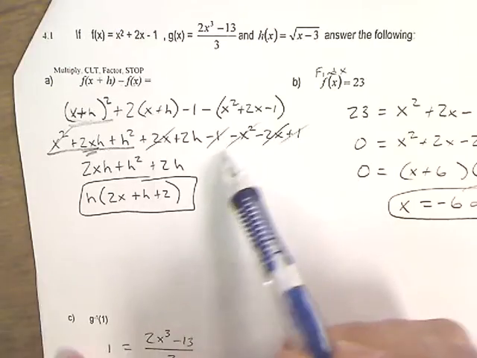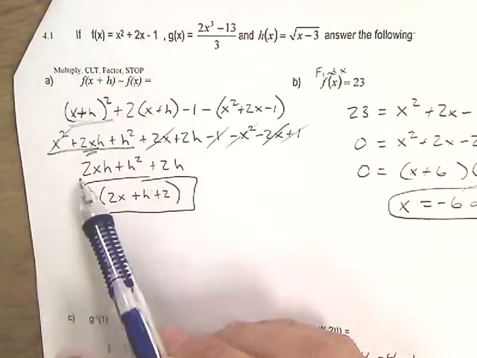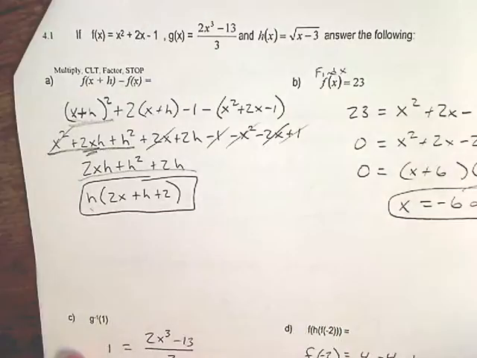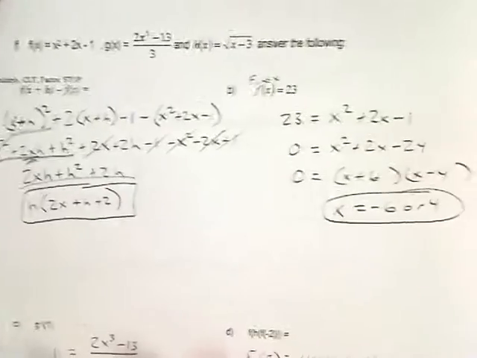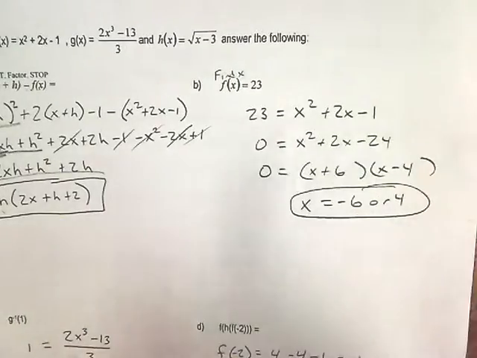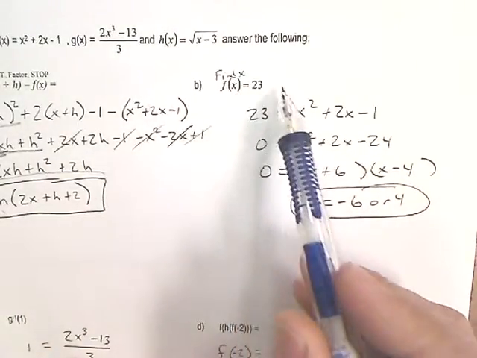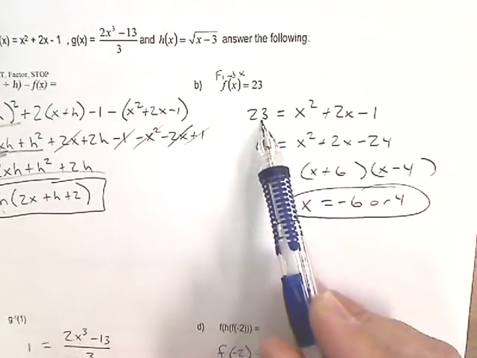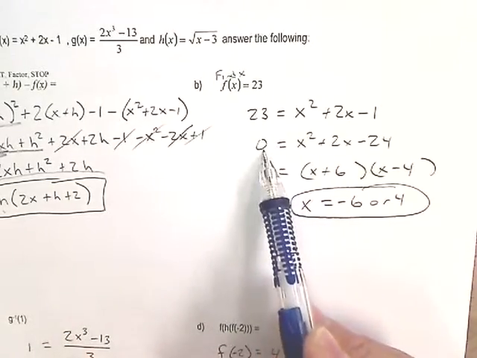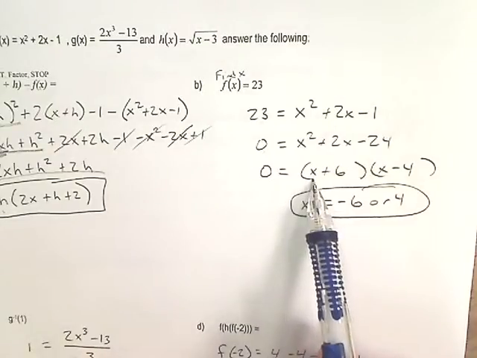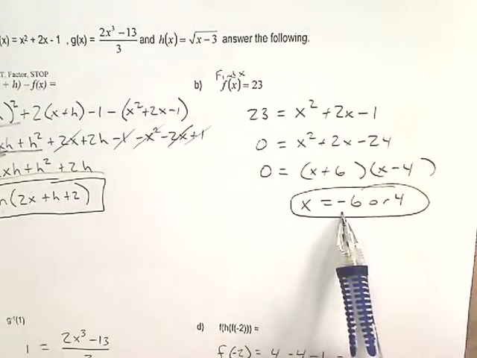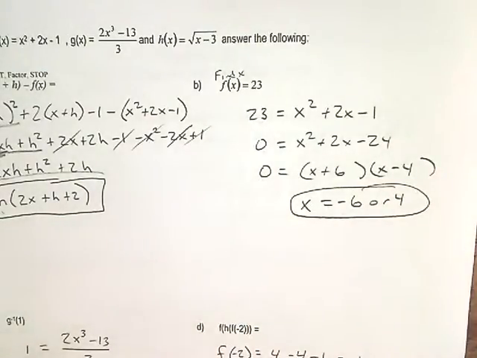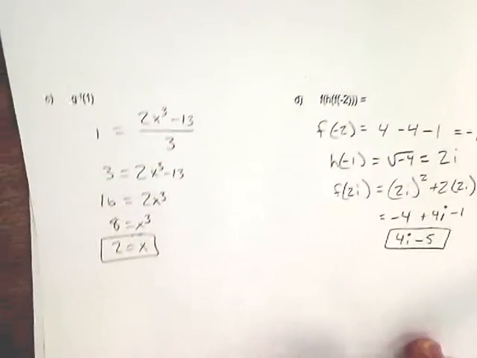And this whole back part will cancel each time. It left me this guy after I combine like terms, and I just factored out an h. So 23 is my f of x. So I plugged it in for f of x. Got it equal to 0. I factored it, and those are my 2 x's that would work. If I plug in that number into f of x, I get out a 23.